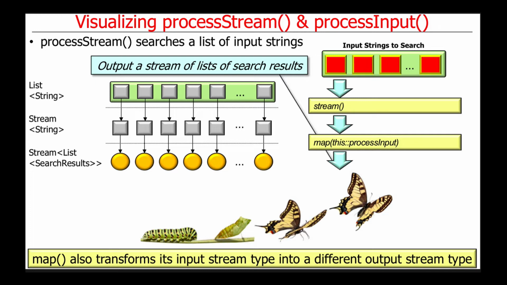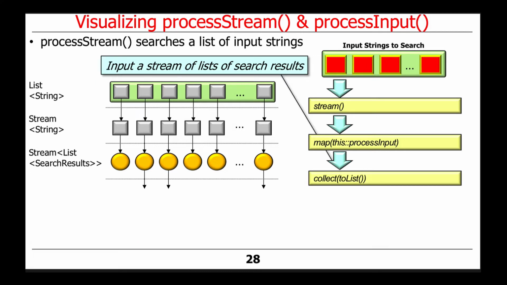What you can see is that this changes the type. We had a stream of strings going in, and after coming out of the map aggregate operation, we have a stream of lists of search results. So it's a different type. It's kind of like a caterpillar turning into a butterfly. It's transforming itself, and map can do that. That's one of the things that map can do.